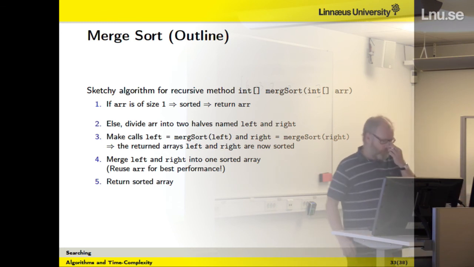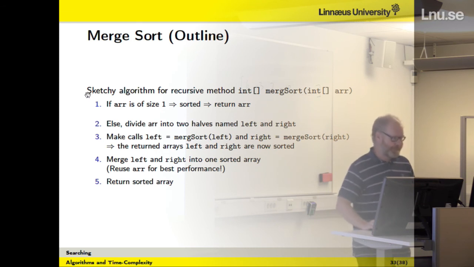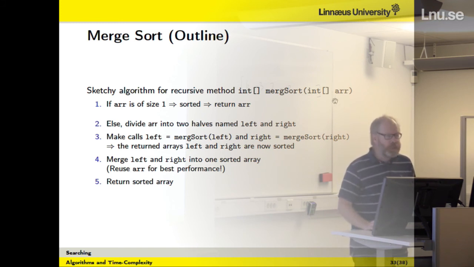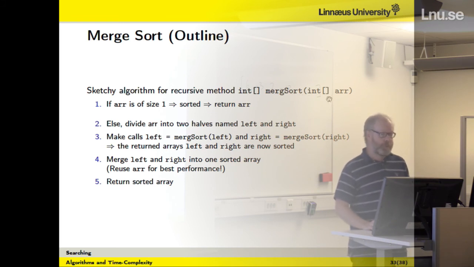If you are bored one day, implement it. Or Google merge sort in Java and you will find hundreds of copies of it. It is a bit tricky. The key to making it perform well is that you should reuse this array, not clone it in any way or do anything like this. Then it will be much slower.